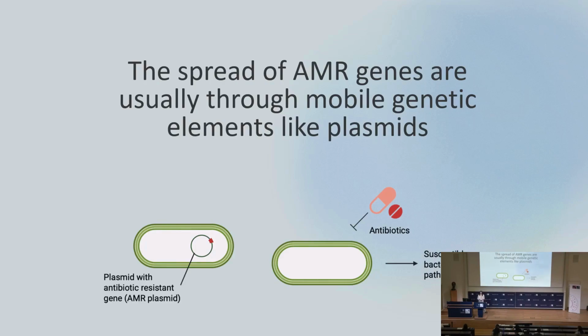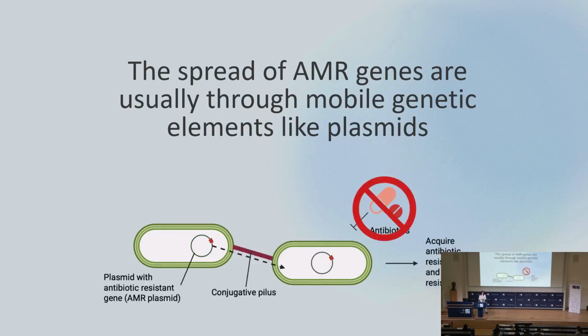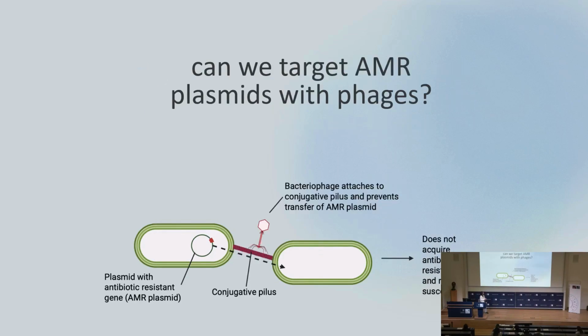AMR needs no introduction in this room. What I want to highlight is that the spread of AMR genes in bacterial pathogens is commonly driven via mobile genetic elements like plasmids. This is because plasmids can often carry more than one AMR gene, leading to the rise of multi-drug resistant bacterial pathogens. So we thought, why not target these plasmids directly with phages?